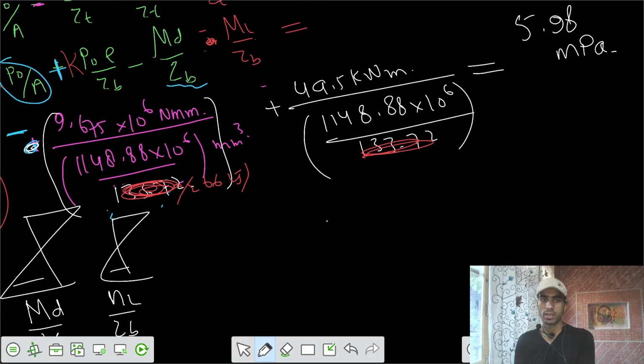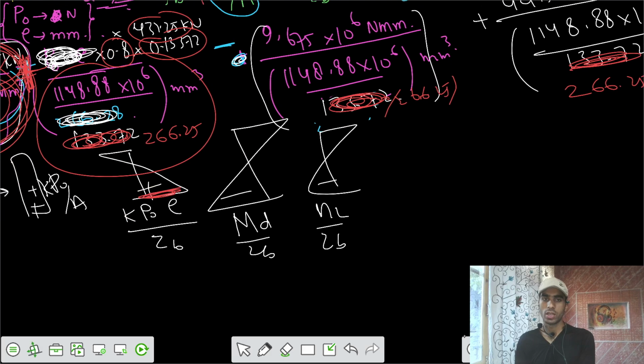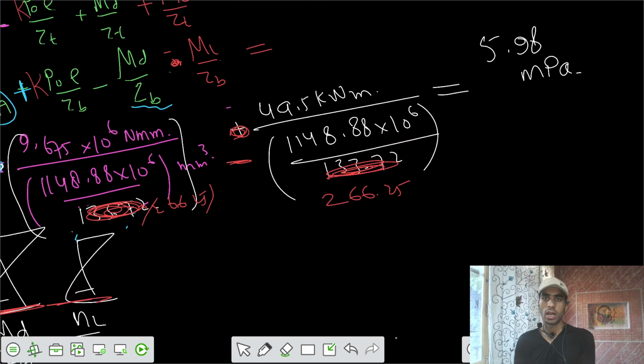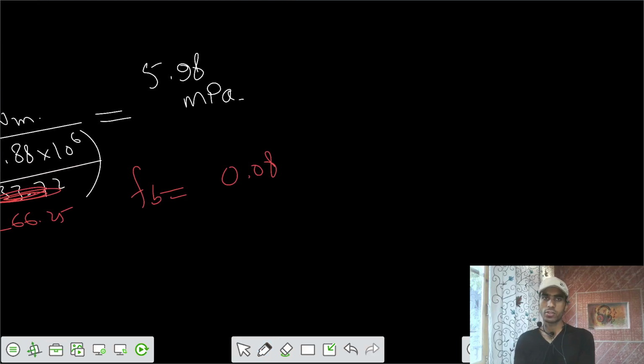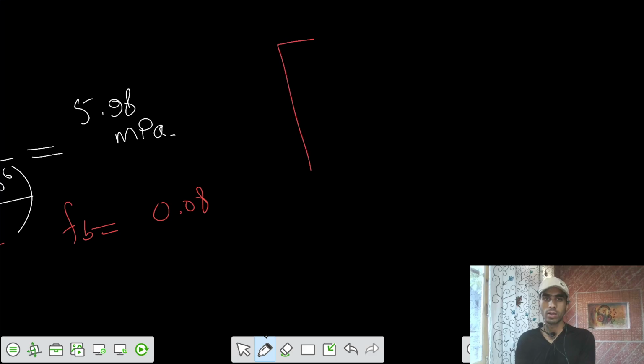Here we have to replace this one with 266.25, and the signs we have to change. For the bottom, this is negative, this is also negative, so we have to write this is also negative, this is also negative. And finally your stress at the bottom comes out to be equal to 0.08. So the final stress diagram would be that there's some 5.98 and there's some value of 0.08.